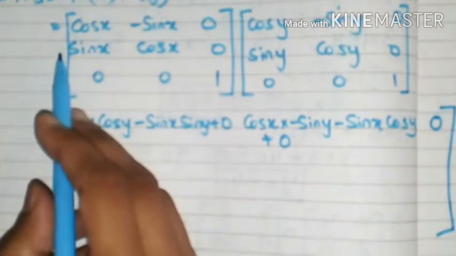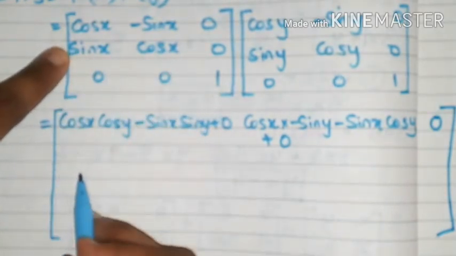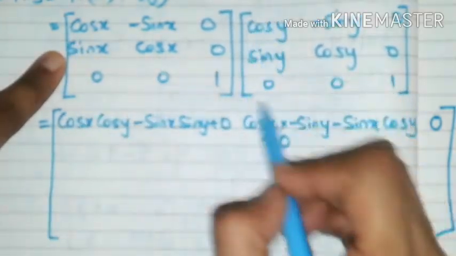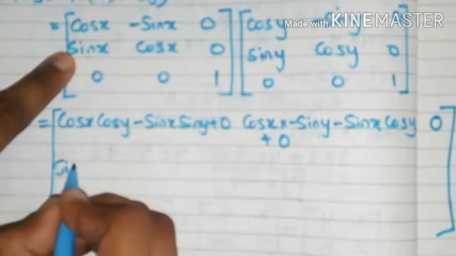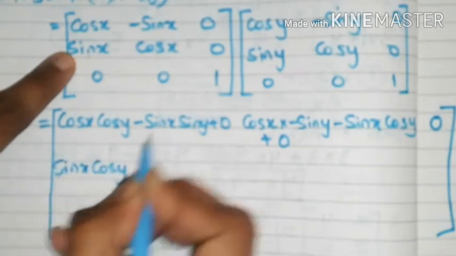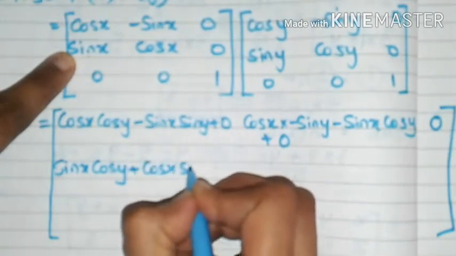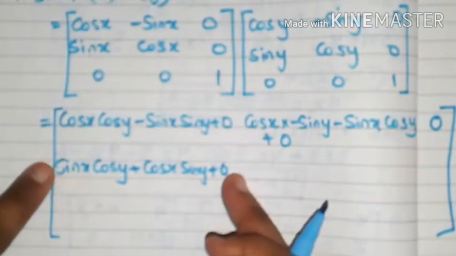Now let's go to the second row. The second row, first column matrix element, let's find it out. So it will be the second row and the first column. So sin x into cos y plus cos x into sin y plus 0. Okay, this will be the second row, first column.